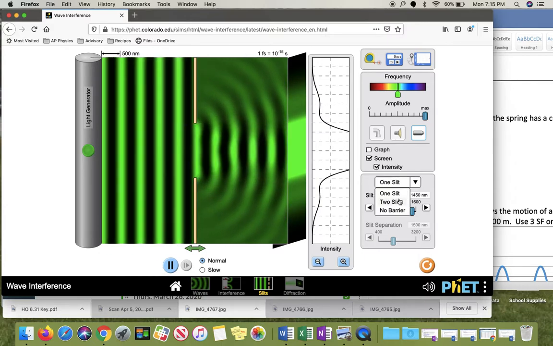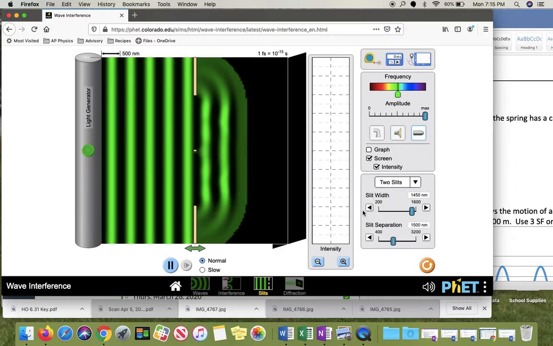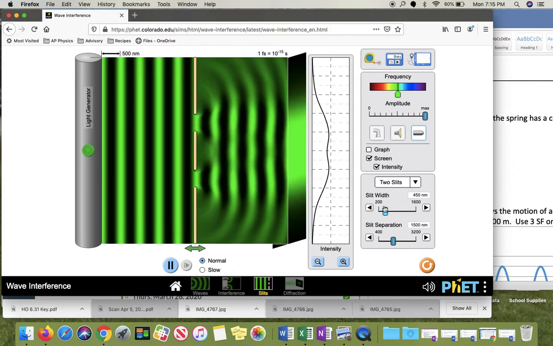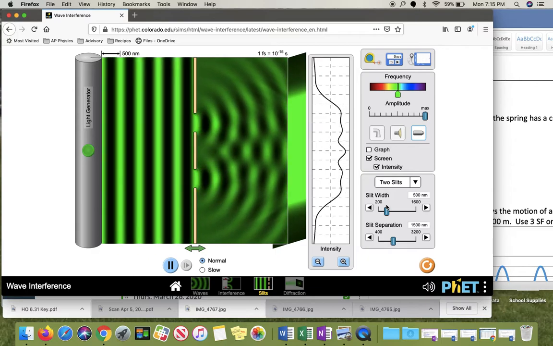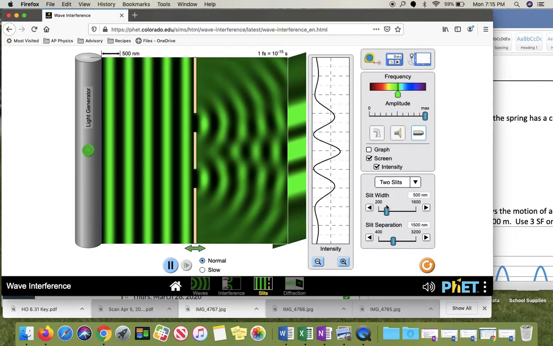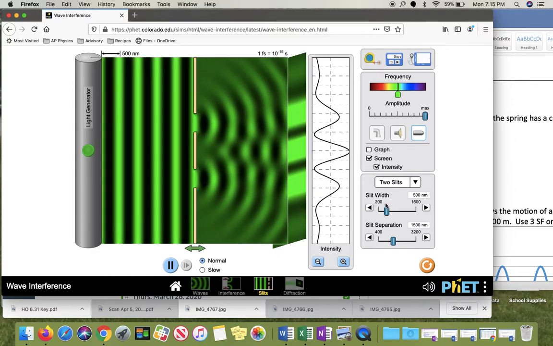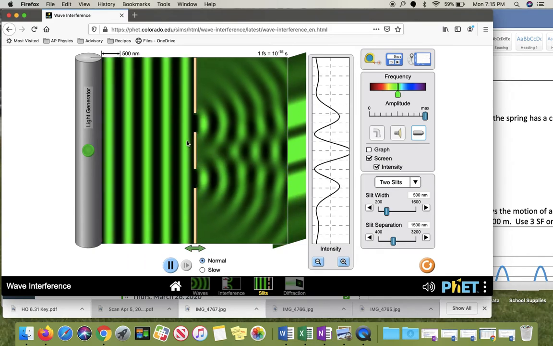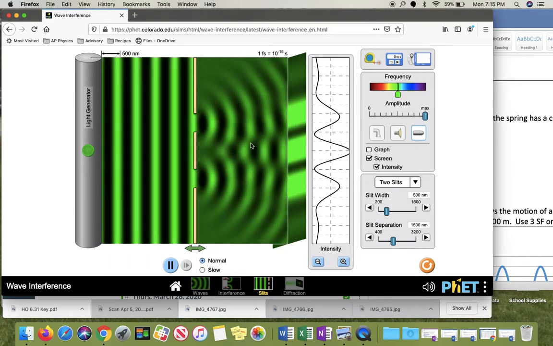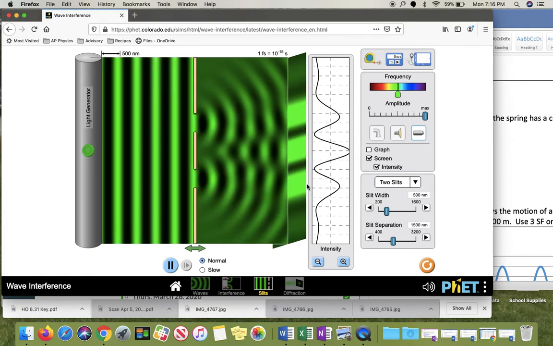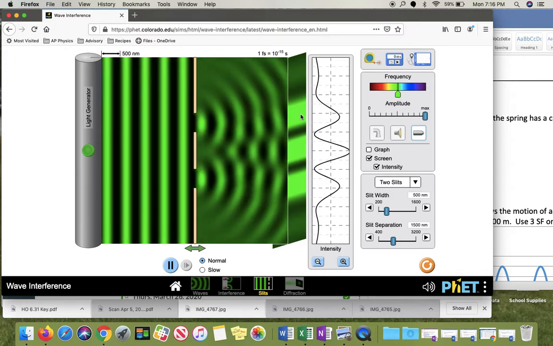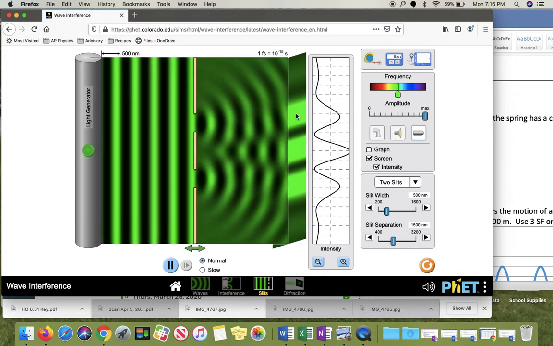Let's change this to the 2-slit apparatus. Oh, they got that really small there. Give me a second here. I'm going to get this around 500 for the distance between them. Okay, so notice with the double slit, we have our central maxima, but then we have our first order minimum and then our first order maximum on either side of this.